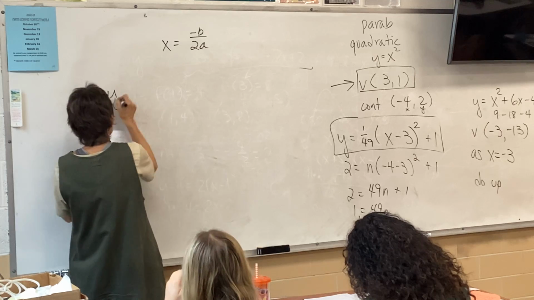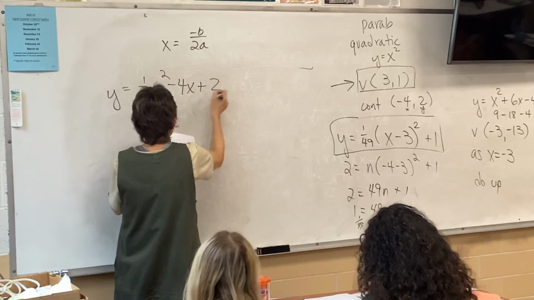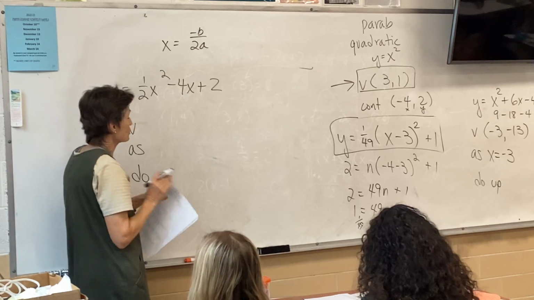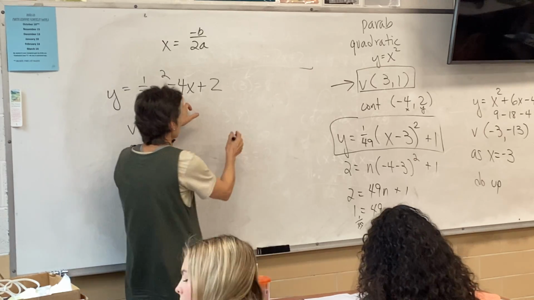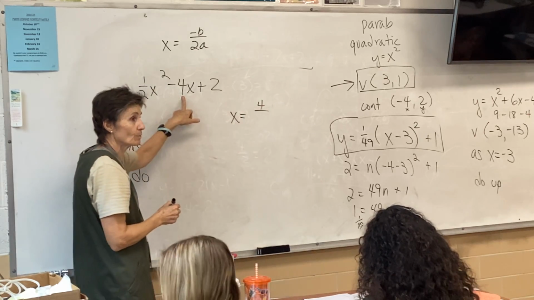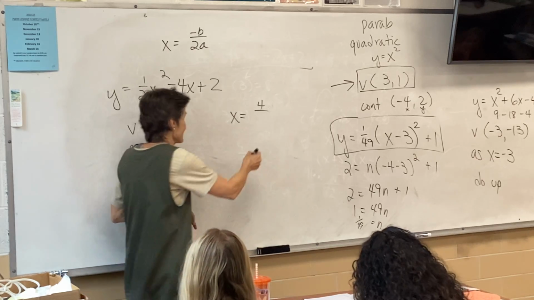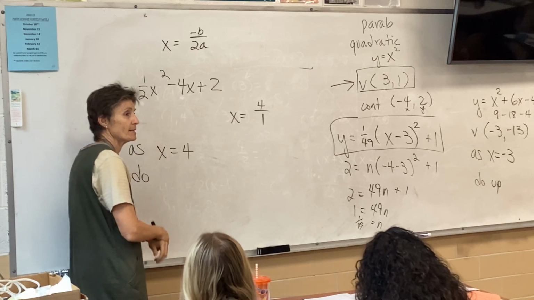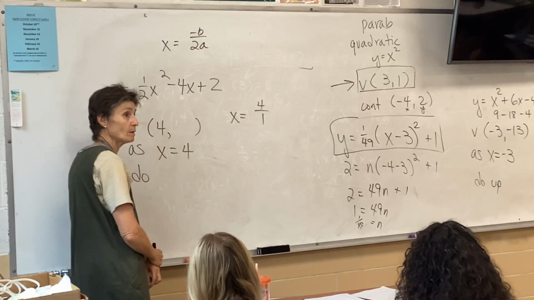So, for this first thing, why is everyone yawning? Alright, for this first one, let's not panic because there's a fraction in there. Negative b will be 4, right? And what's 2 times a half? 1. It's easy, right? Don't panic just because there's a fraction. So your axis of symmetry is x equals 4, which means your vertex is 4 comma something.